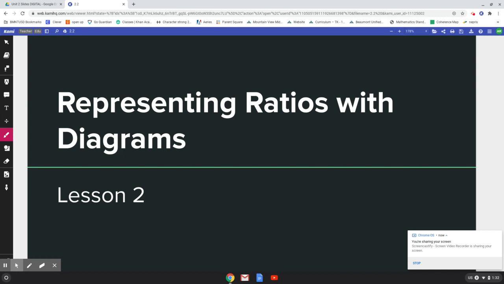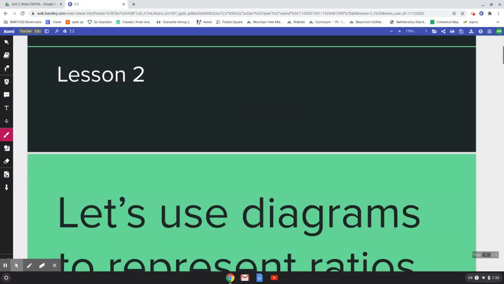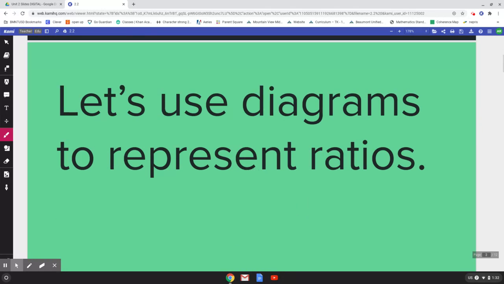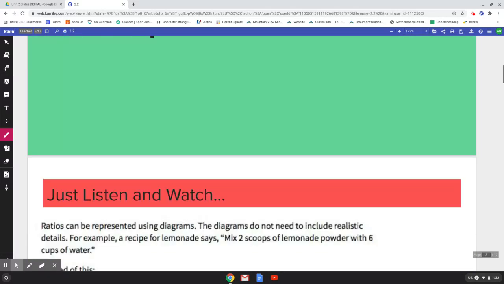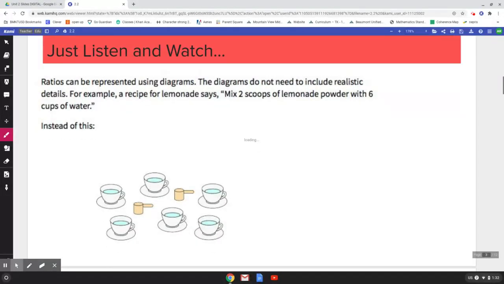Okay, so today we're going to add to ratios. We're in lesson 2. You're in book 2. And the topic is representing ratios with diagrams. So it says, let's use diagrams to represent ratios. So you're just listening and watching.